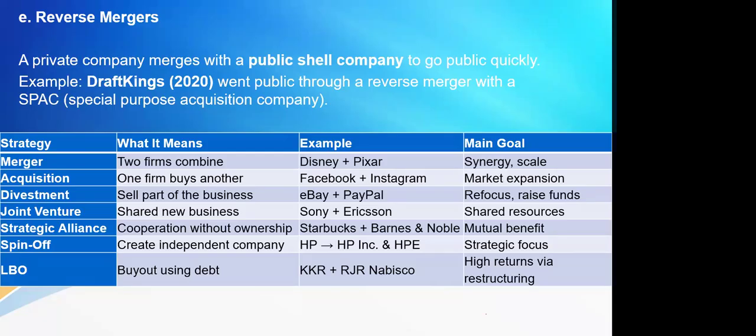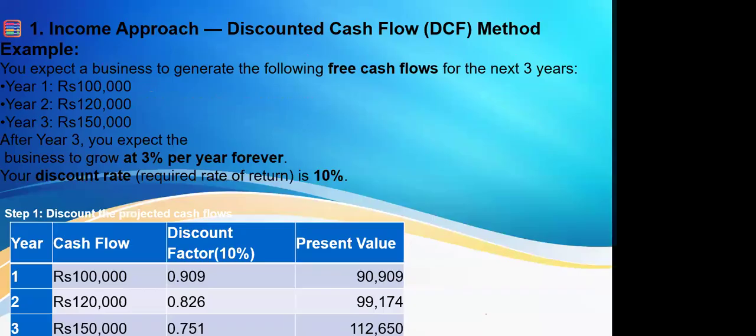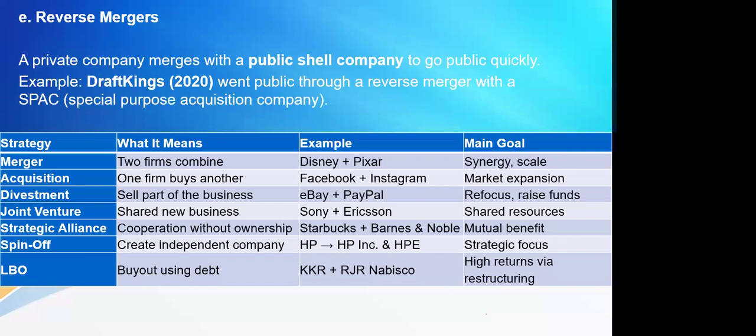Now, these are the strategies we can use to grow your business. I have given what is a merger, what is a joint venture, an example and the main goal. So you can go through to understand each and every concept, right? What is a merger? Simply said, two firms combine. Example, Disney and Pixar, for synergy benefit. Now you all know what synergy is.